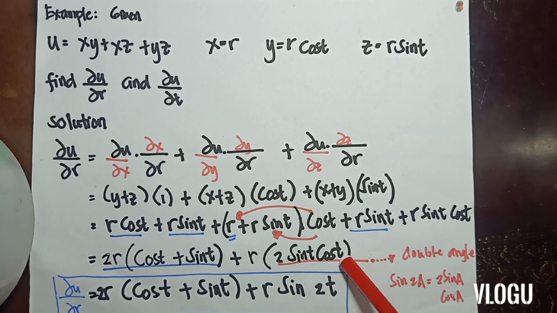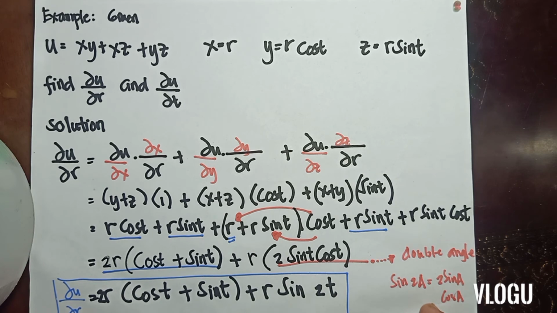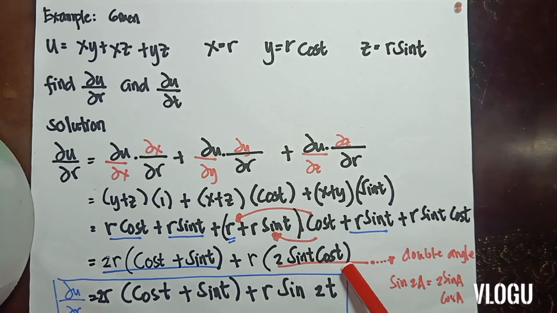So you will have 2 sine t cosine t. I factored out r. If you look at this one, 2 sine t cosine t, that is from a double angle formula. Sine 2A is equal to 2 sine A cosine A. So that's the reason 2 sine t cosine t is equal to sine 2t.